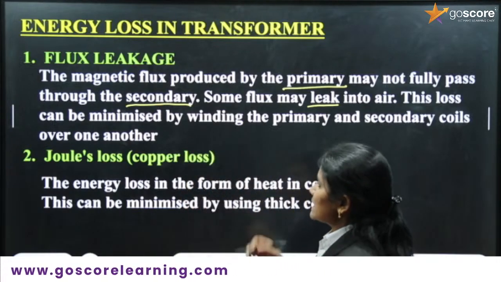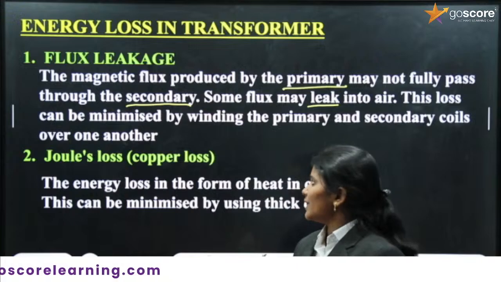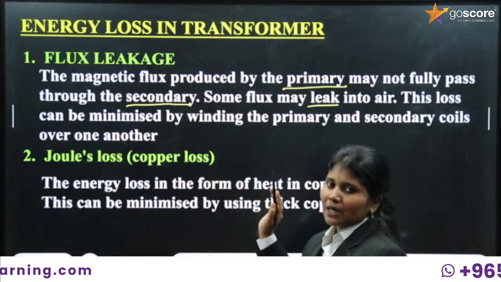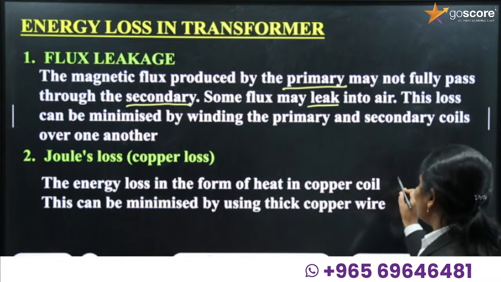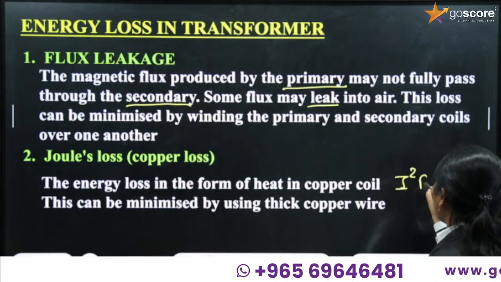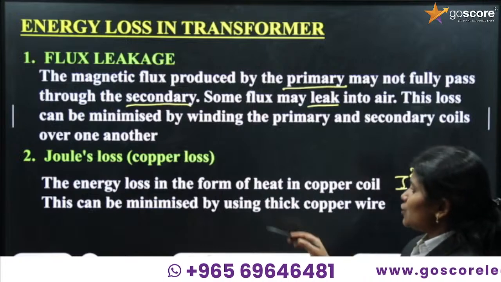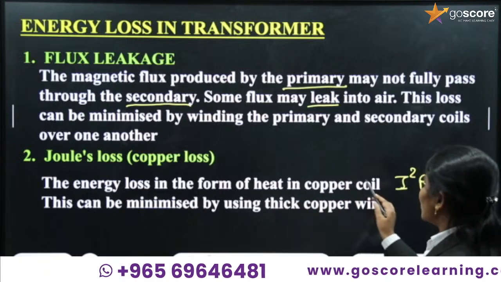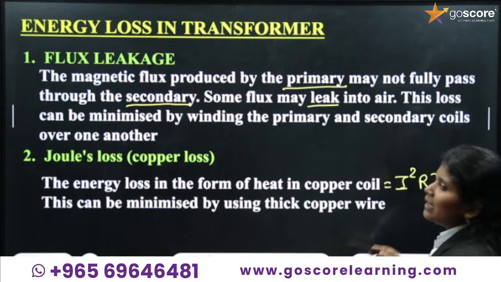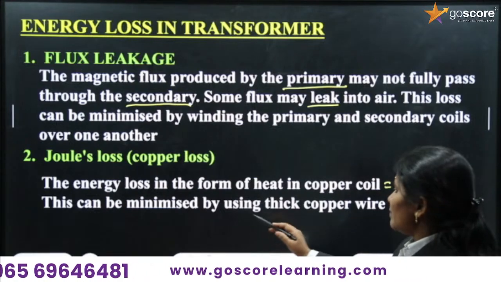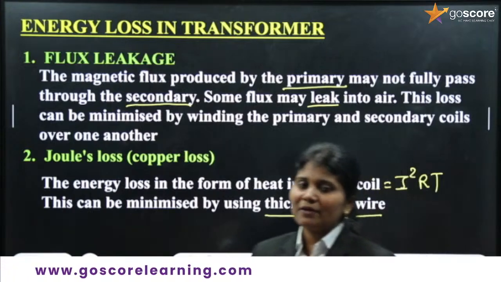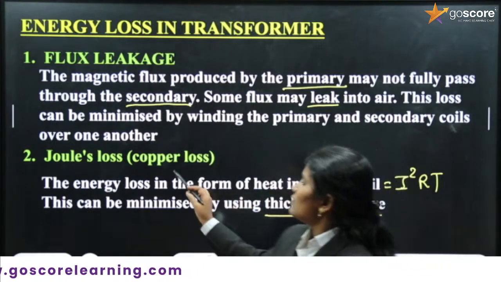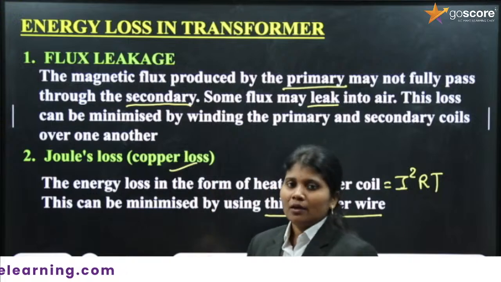Next one is Joule's law or copper loss. We call it Joule's loss or copper loss. Energy loss in the form of heat in the copper coil is equal to I squared R T. This can be minimized by using thick copper wire. When we use thick copper wire, then the Joule's loss or copper loss will be reduced.